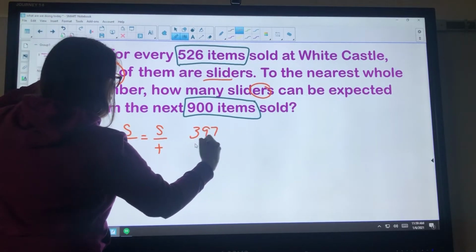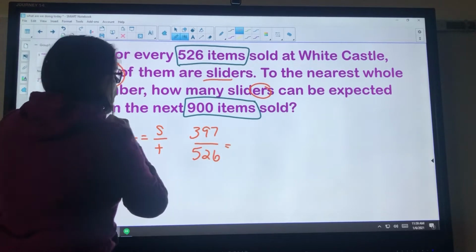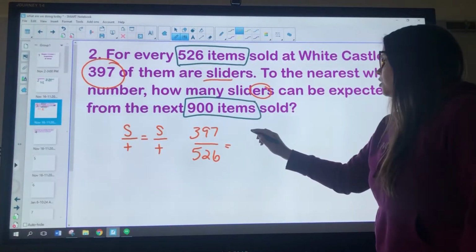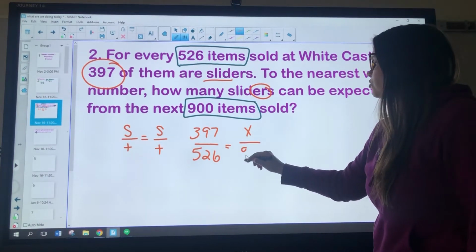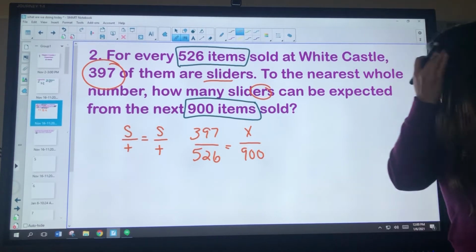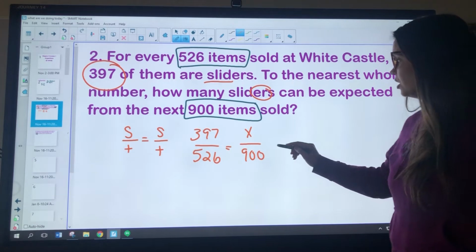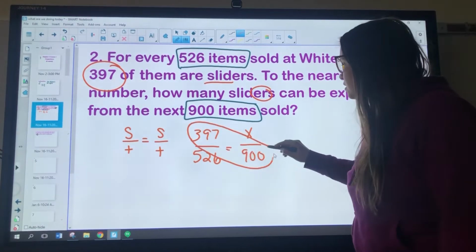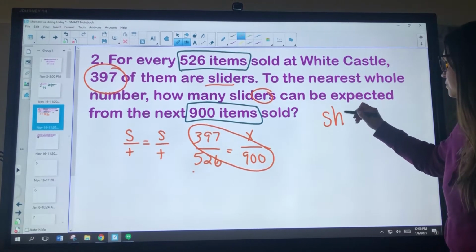397 sliders out of the 526 items total. And you want to know how many sliders out of 900 total. So that's how you set these up. And then your teacher probably taught you, I hope they taught you, the shortcut where you just cross multiply and divide. So here's the shortcut.